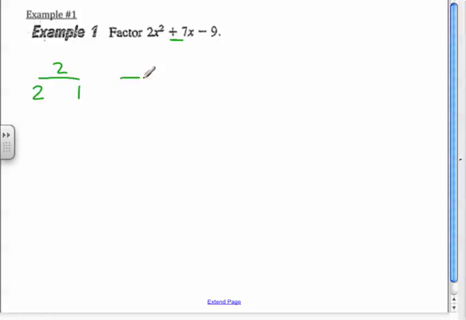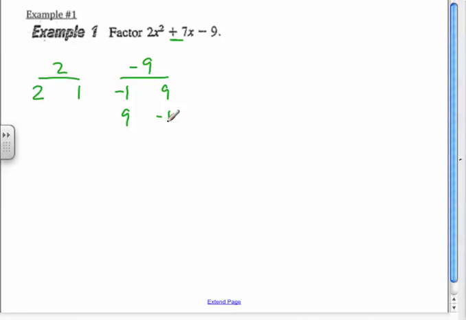And then I need to factor the back number, and it's minus 9. That means that one of the factors has to be minus and one has to be plus. So the first thing I'm going to try is negative 1 and 9. But I also need to do 9 and negative 1. Okay? I need to try it in both positions.